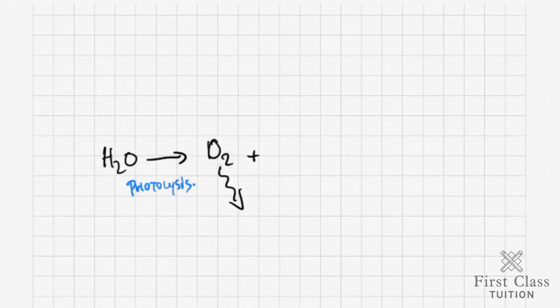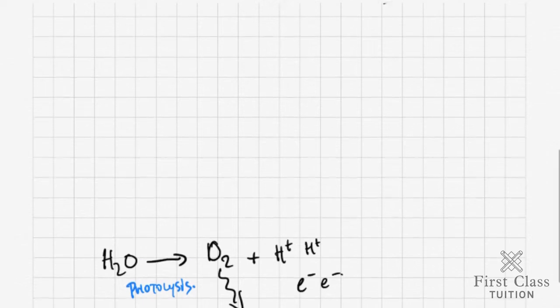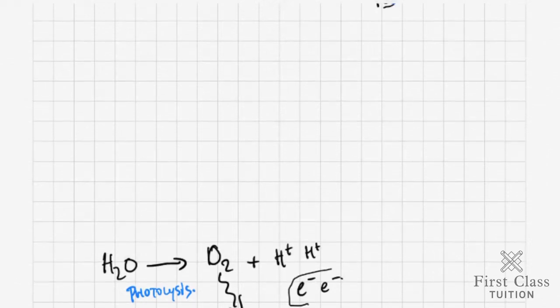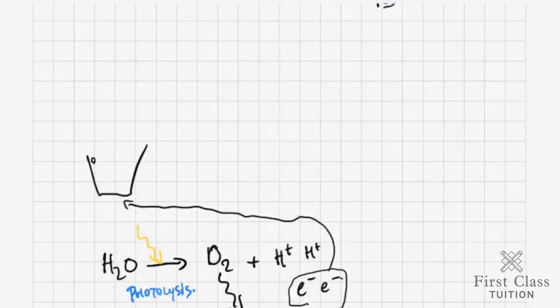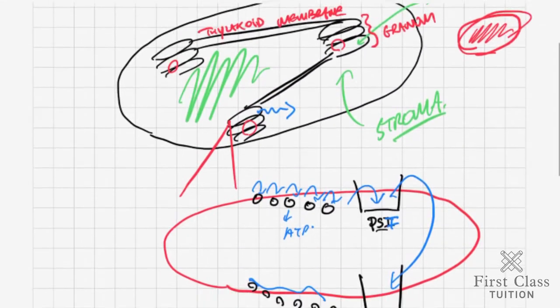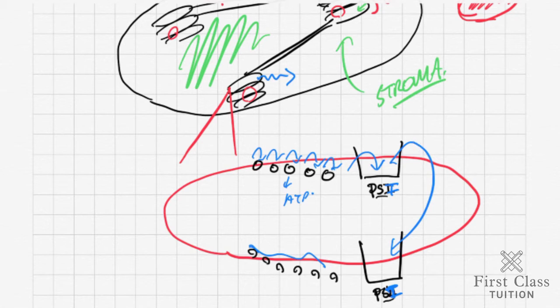Now, the oxygen is one of the products there, and we also have the hydrogen atoms being split into electrons and protons. We're going to make 2 protons and 2 electrons. And what's then going to happen is these electrons are going to be passed into this electron transport chain. So we've had light energy strike the water molecule and split this apart. Now, these electrons are then going to be moved and transported to one of these photosystems that are present in the thylakoid membrane of the granum. And this is the area we're talking about here.